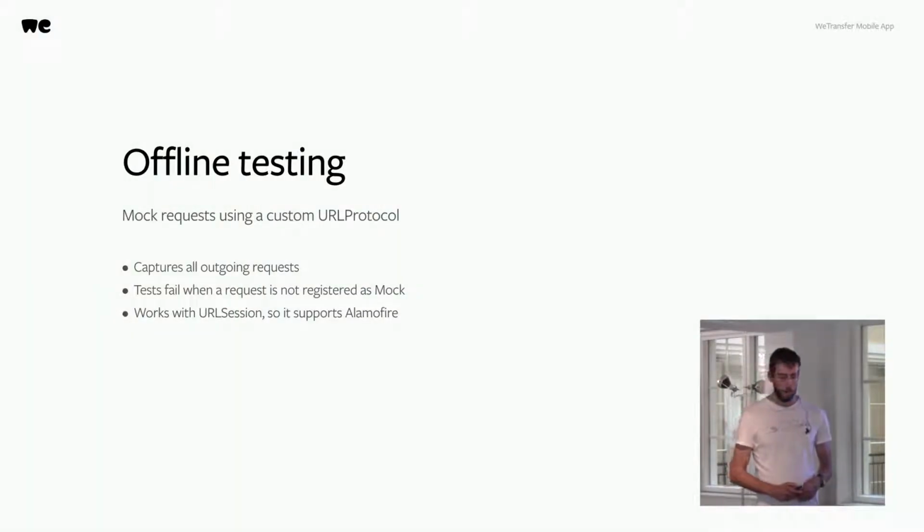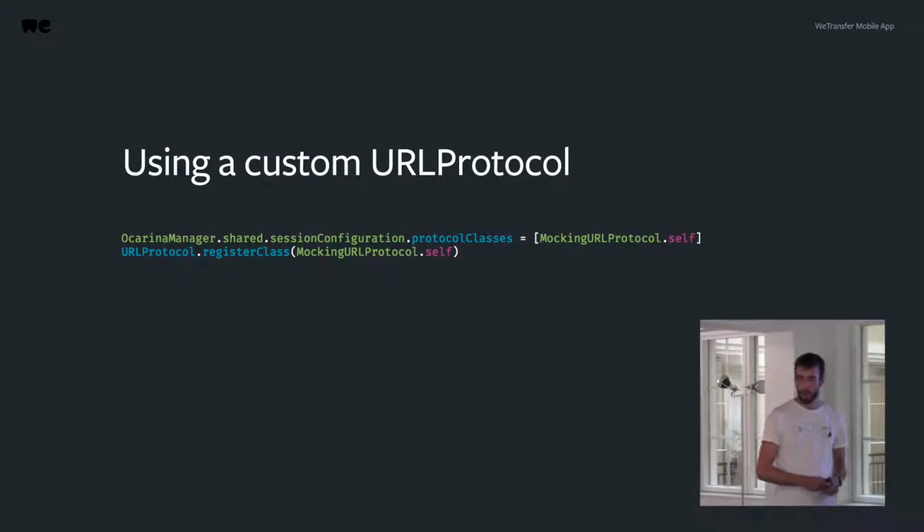So, offline testing. We've built our own framework for mocking, and we wanted to keep it really simple. What we basically did is create a URL protocol which catches all the URL requests and checks if a mock is registered. If not, the request will fail and the test will automatically fail as well. Registering a protocol is really easy. It works with all requests you do yourself with URL session, and you can also register it with custom URL sessions, for example what we do here for Ocarina requests.